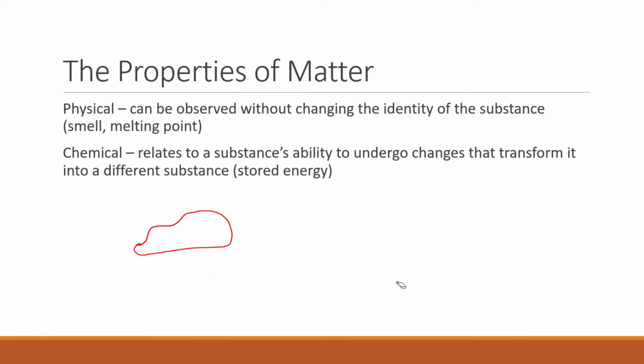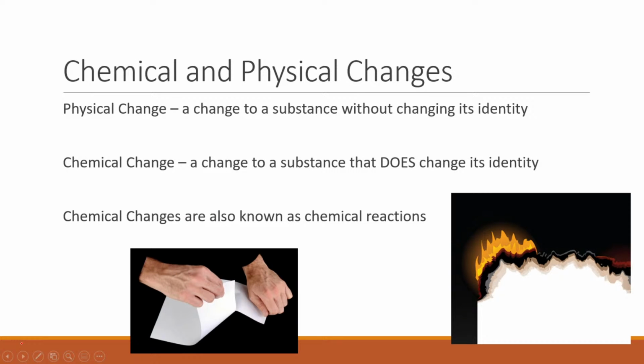And so immediately connected back to that is the idea of a physical change versus a chemical change. A physical change is a change to a substance that does not change the identity of the substance. Whereas a chemical change is a change that does change the identity of the substance. You end up with a new thing at the end.